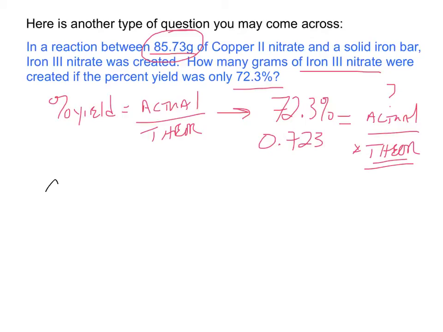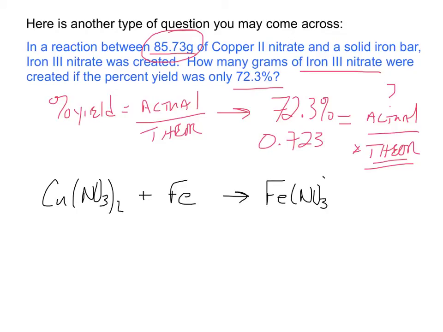We've got copper 2 nitrate, and we're going to add it to pure iron, and we're going to create iron 3 nitrate and pure copper metal. So once again, we go through and we balance our metals first, okay? Here's a metal copper 1, here's a metal copper 1, here's a metal iron 1, here's a metal iron 1, we're okay.